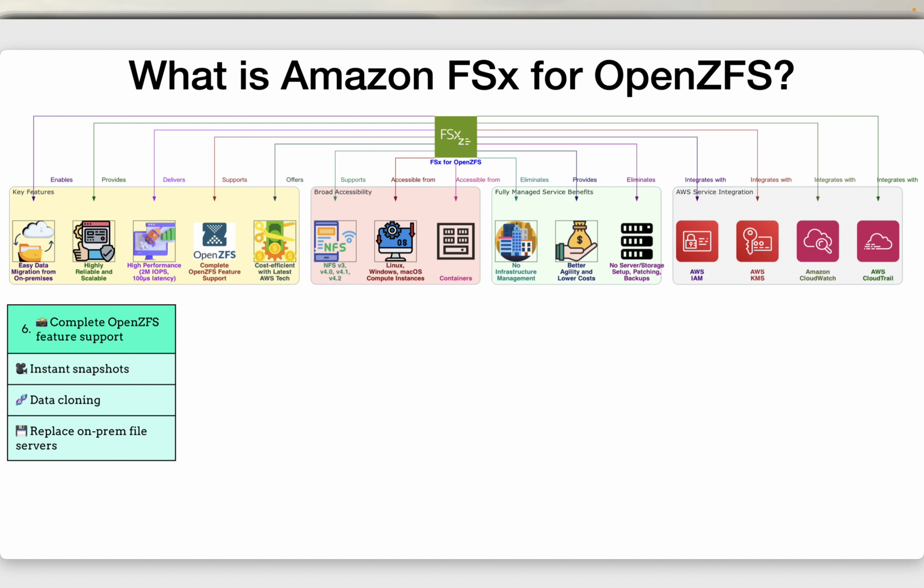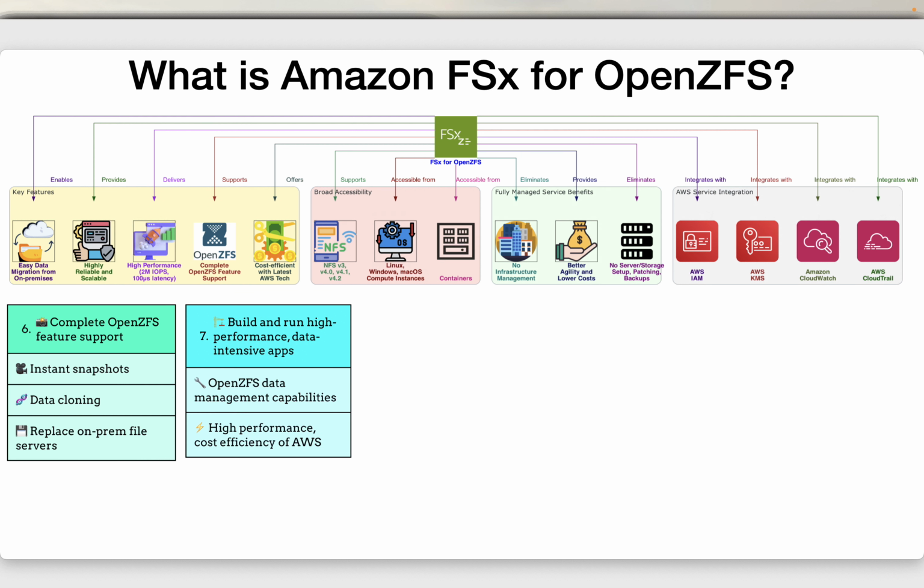With complete support for OpenZFS features like instant point-in-time snapshots and data cloning, FSx for OpenZFS makes it easy for you to replace your on-premises file servers with AWS storage that provides familiar file system capabilities. By combining the power of OpenZFS data management capabilities with the high performance and cost efficiency of the latest AWS technologies, FSx for OpenZFS enables you to build and run high-performance data-intensive applications.